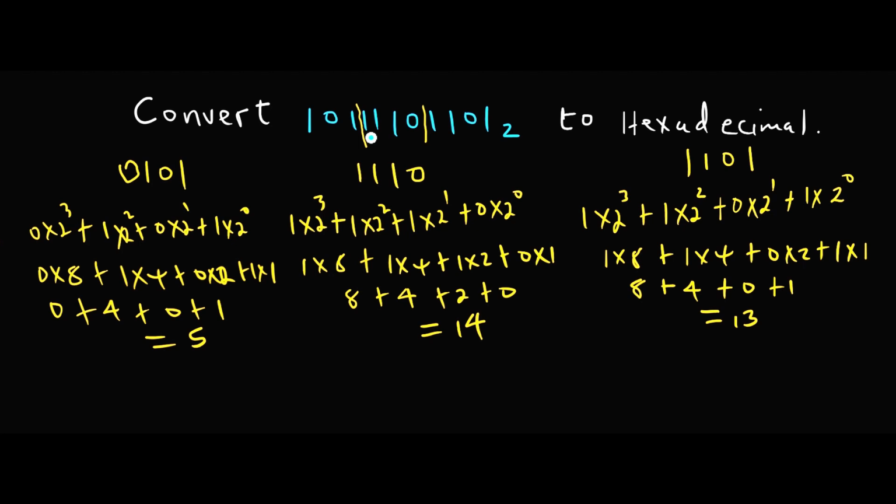According to hexadecimal, 10 is represented by A, 11 by B, 12 by C, 13 by D, and 14 by E, and so forth. So now we just take the three numbers, that is 5, we combine with 14, and 14 is E in hexadecimal, and when we combine with 13, which is D, that is 5ED base 16.